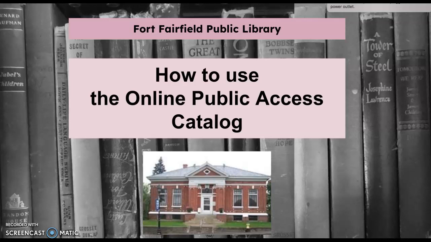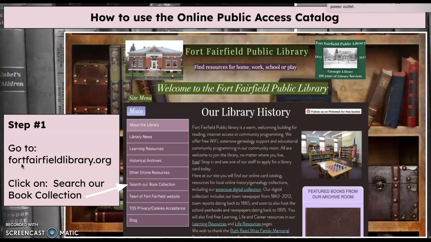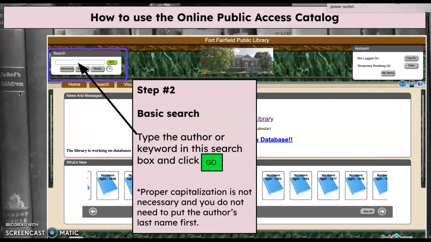Today's video is going to show you how to use the online public access catalog. Step number 1, you need to go to fortfairfieldlibrary.org. From here, you will click on Search Our Book Collection. This is what the online public access catalog looks like when you go to it.